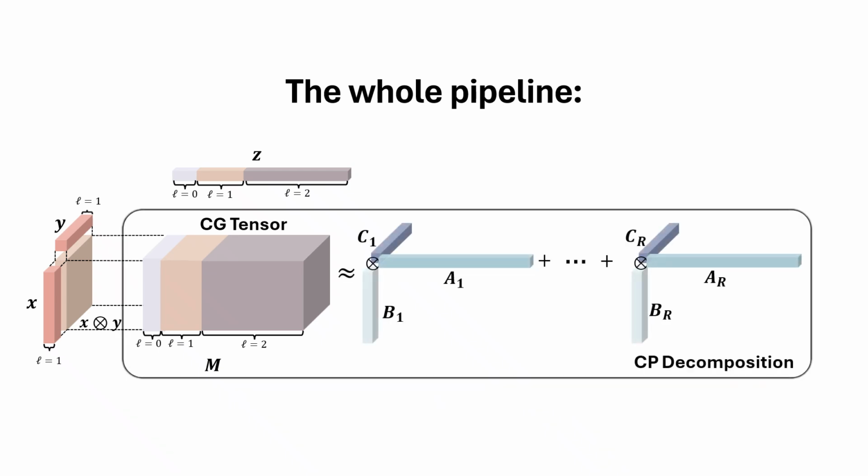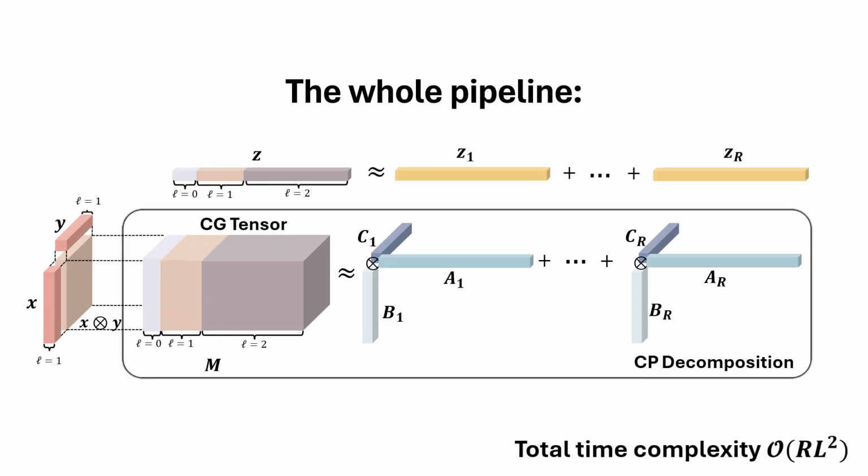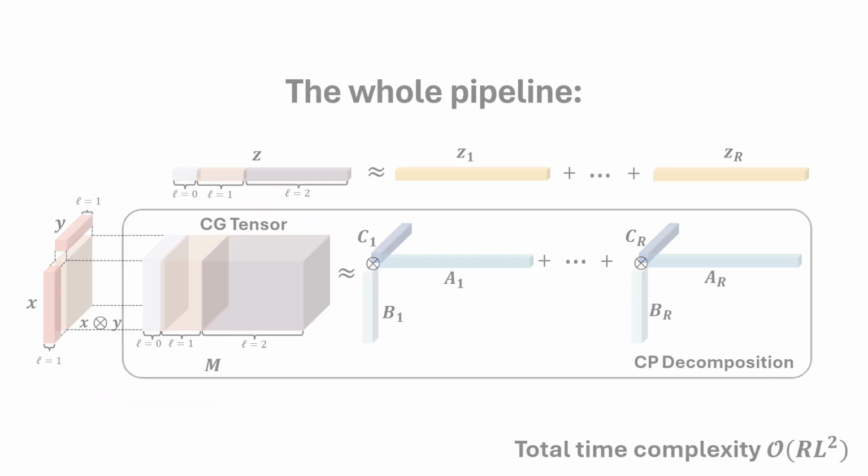Next, we factor the core M with tensor decomposition, a sum of rank 1 components built from 3 factor matrices A, B, and C. Each rank 1 term acts as a tiny map. It takes the input and produces one output component, as shown in the figure. This is a whole pipeline of using tensor decomposition. The total time complexity is the rank multiplying L squared.